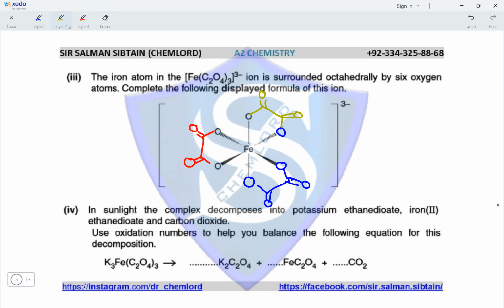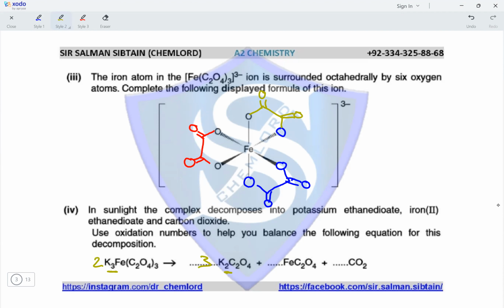Next, in sunlight, the complex decomposes into potassium ethanedioate, iron(II) ethanedioate, and carbon dioxide. Use oxidation numbers to help you balance the following equations for this decomposition. Just by looking at the reactants and products, there is something we need to look at very carefully. There are 3 potassiums here and 2 here. This cannot be balanced as it is, so we multiply this by 3 and this by 2 in order to balance the potassium. Now that the potassiums have been balanced, we have 2 moles of iron.